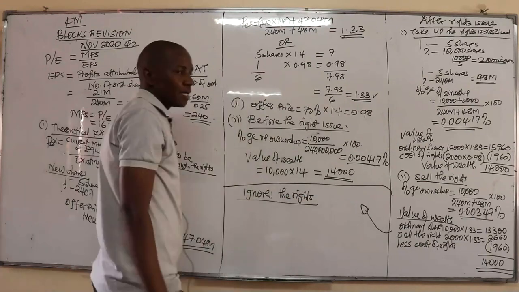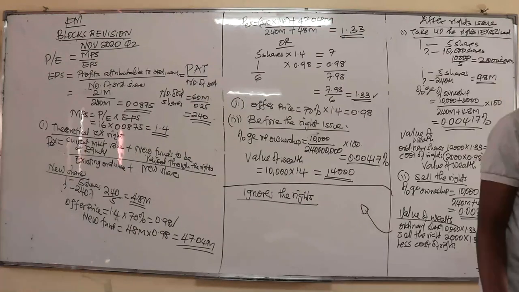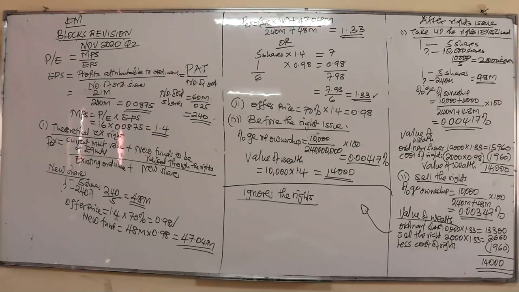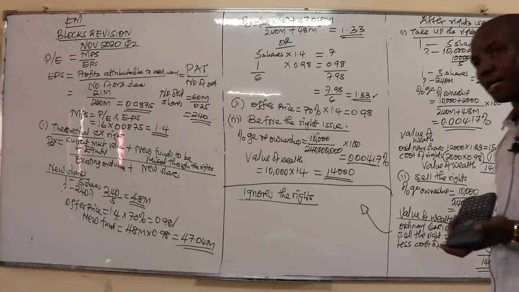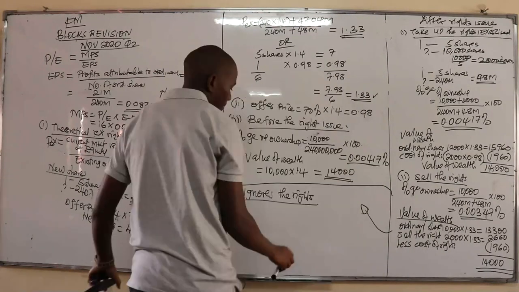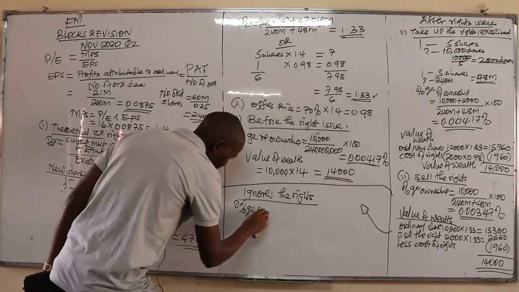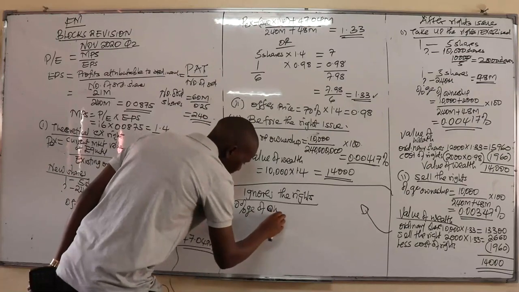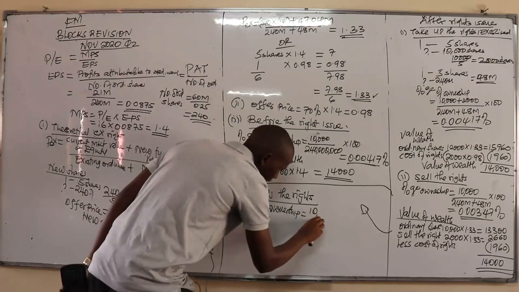Ignore the rights. In this case, he is not going to participate when the rights issue is taking place. Meaning that still, the percentage of ownership will be how much? He will only have those shares.